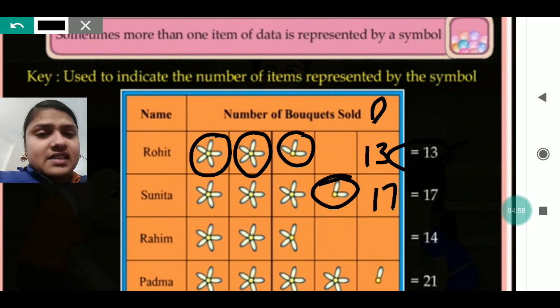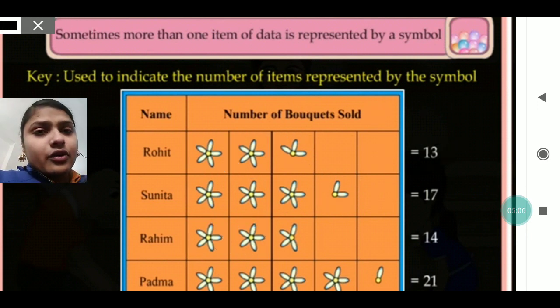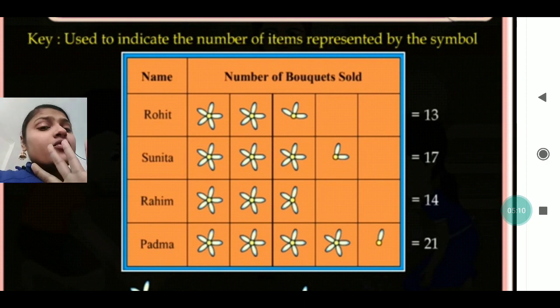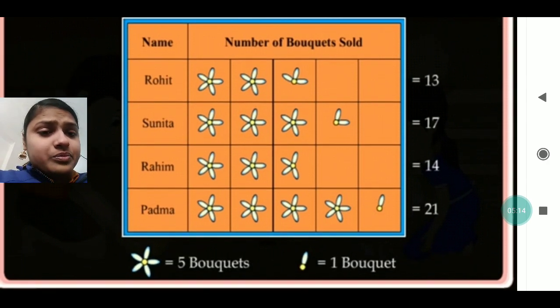Then it will be 17. In the same way, the next one is 14. So 2 full flowers we will draw and 4 petals we will draw. In the same way, the next one, 21. So 4 full flowers we will draw and 1 petal we will draw.